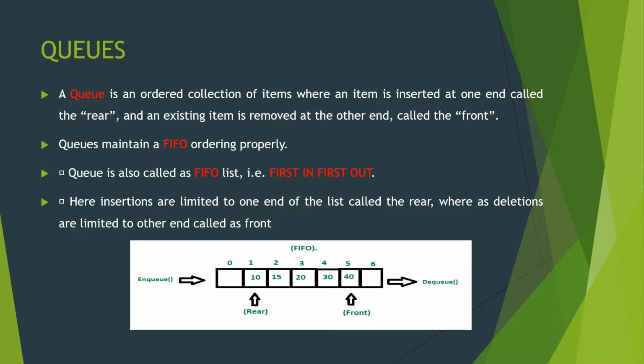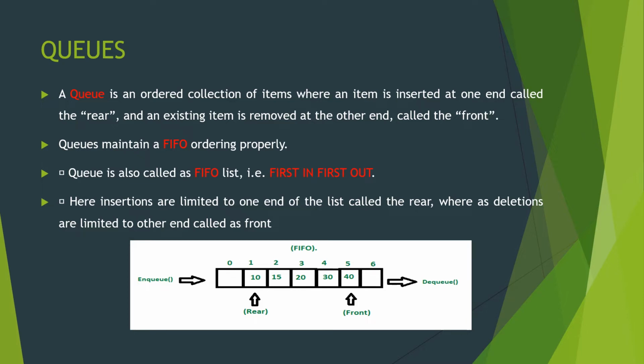Here the insertions are limited to one end of the list, which we call the rear end, whereas the deletions are limited to the other end, called the front end. In other words, a queue is an ordered collection of items where items are inserted at one end and deleted at the other end. This is what we call a queue.